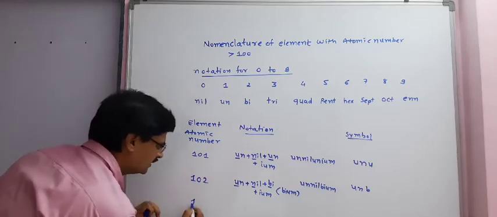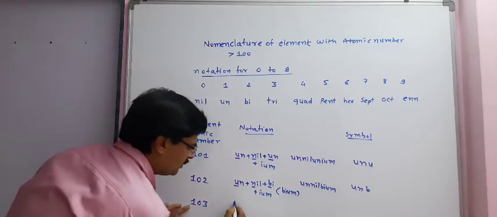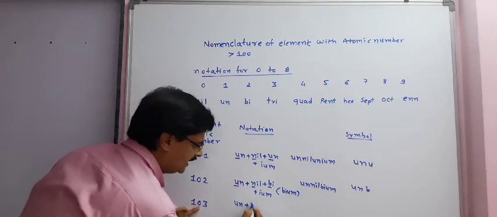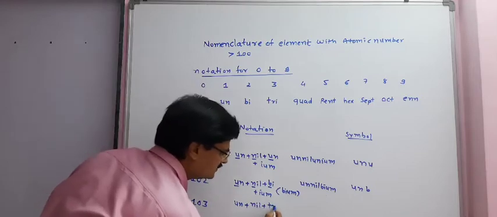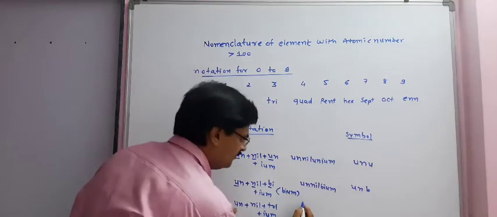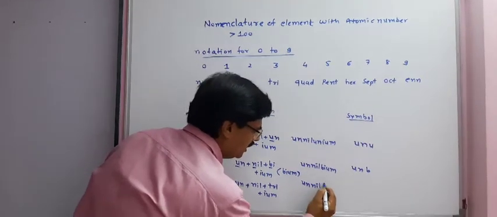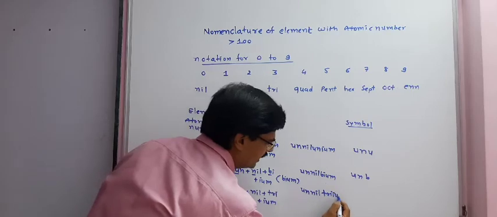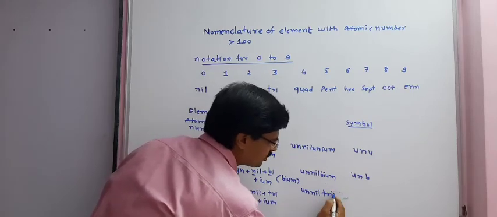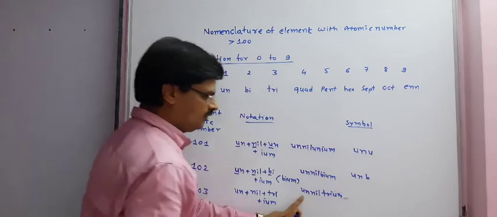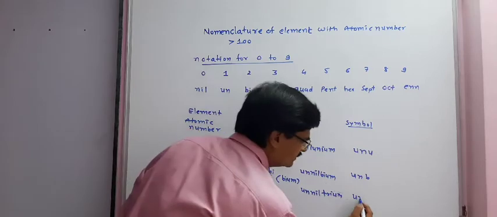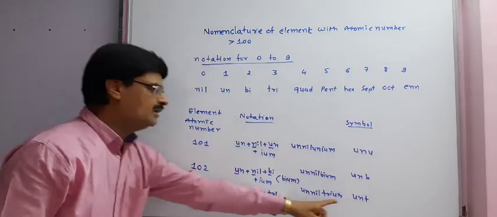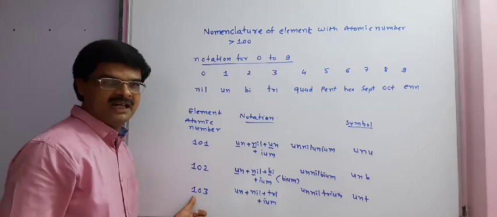Now for 103, first of all un plus nil plus 3 is there, that is why tri, and in the last ium. So the name will be unniltri-ium, but as I told you it should be written simply as trium. So unniltrium, and the symbol will be U and T. So this will be the symbol for 103 atomic number.